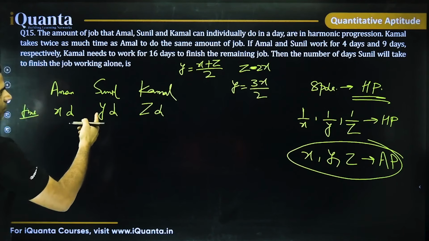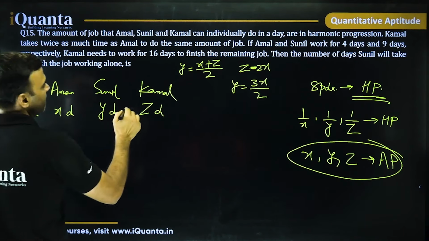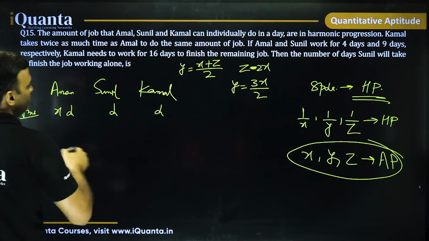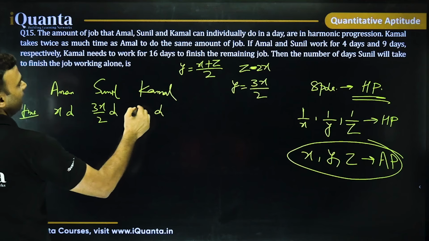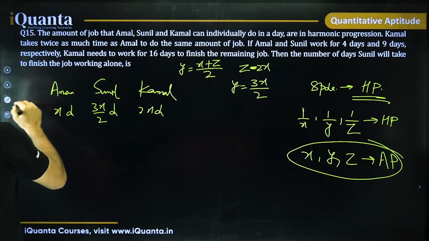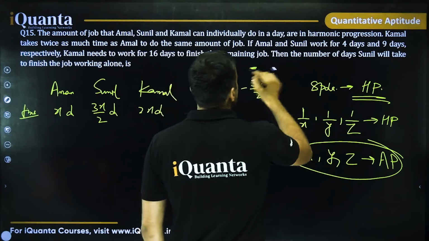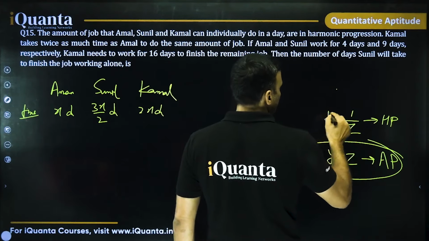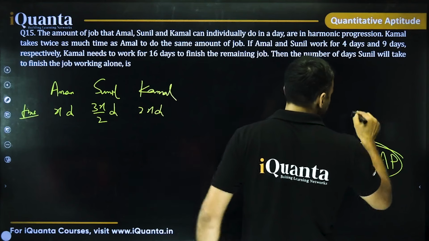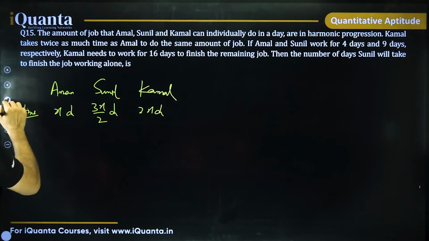So what I'm going to do now is remove Y and Z, and in place of Y, we take 3X by 2. In place of Z, we take 2X. So 3X by 2 days and 2X days. And just to make it clear, I'm going to remove this also because the requirement of that statement is fulfilled now. We know that these are the times relation. Okay. Now, what else do we have?